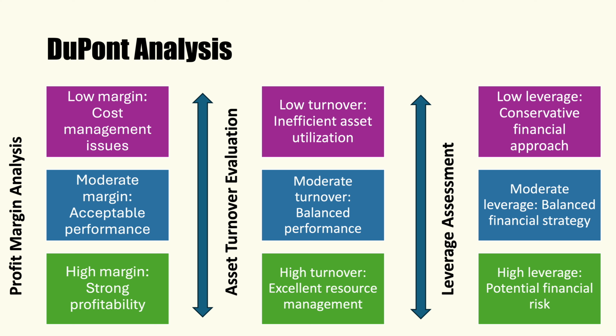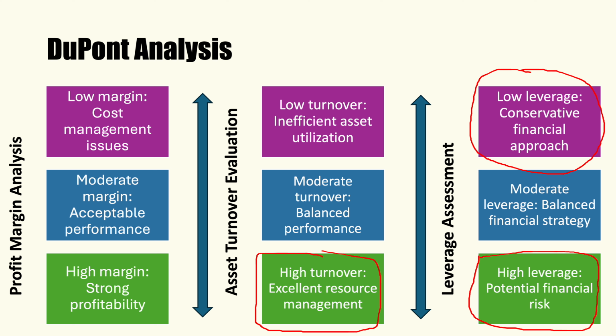So if there is high margin, that means we have high profitability. High turnover means that we have efficient, excellent resource management. High leverage means we have potential financial risk. If we are taking too much leverage, too much debt, even though our ROE indicates a very good ROE, still high leverage is a potential financial risk. If we compare it with low leverage, that means a very conservative approach, which is also not considered to be good. Low turnover means we are not able to efficiently utilize our assets, and low margins mean that we have cost management issues.